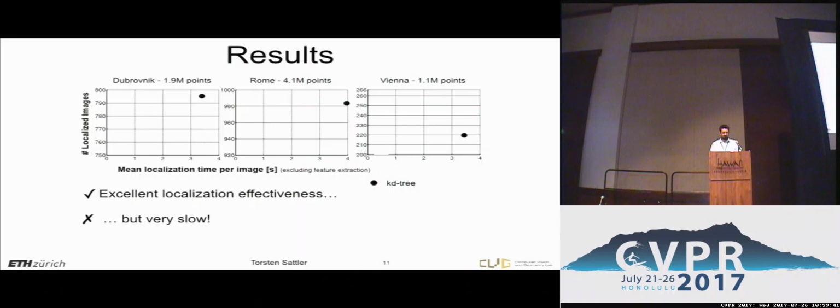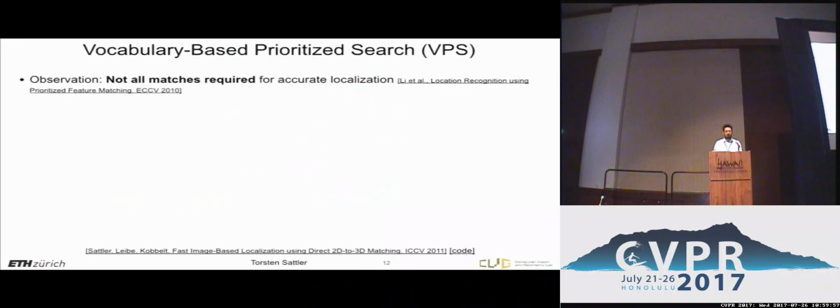And this part of this talk here is now on getting the same localization effectiveness at an order of magnitude less time. So that's the idea of making things as fast as possible. And the key observation here is that you don't need to get all matches that you can get to get accurate camera poses. You can just find a subset, and if you can find the subset efficiently enough, then you can accelerate the matching stage, do pose estimation, and still get a good pose estimate.